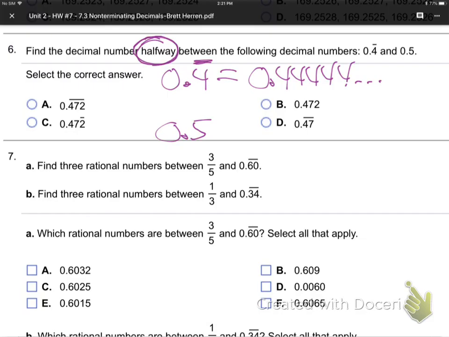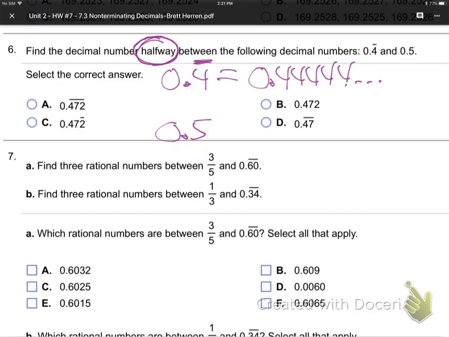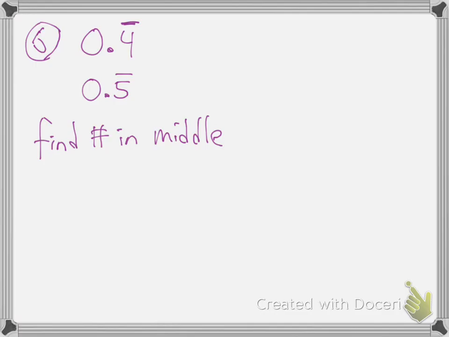0.4 bar and 0.5. Find a number in the middle, right? Halfway between, middle, same thing. So how do we find a number in the middle between those? And they give me some multiple choice options here. What do you think? Any ideas?